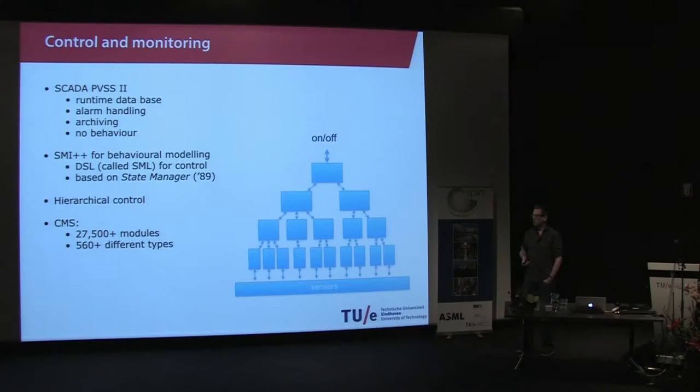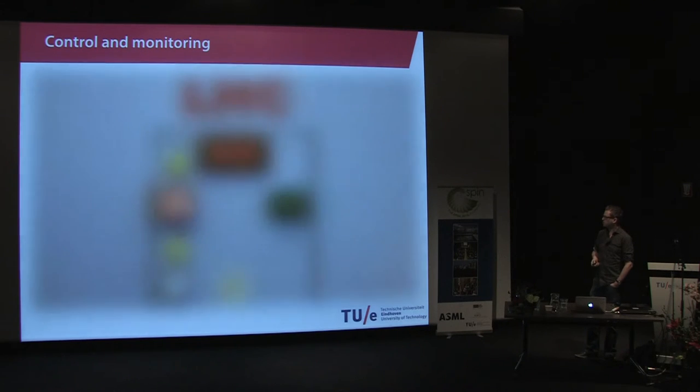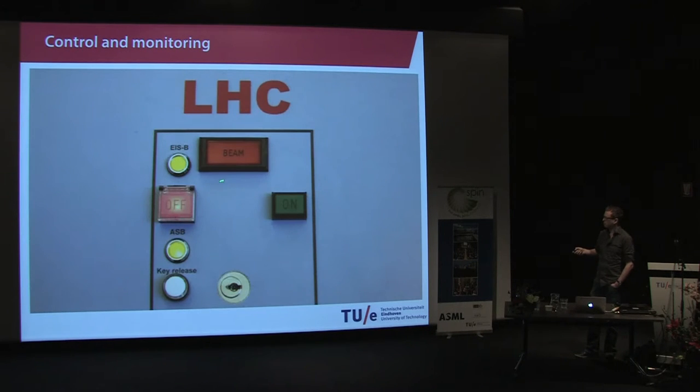Obviously, switching on and switching off such a detector involves switching on and switching off quite a number of subdetectors, but at the top level, essentially what goes on is just a switch on, switch off. Right? And if you look at the CMS experiment, for instance, you'd find in excess of 27,000 modules of this particular type. Each of these is actually of a different type, and there are over 560 different types that you could have in this system. But if you do the abstraction, it's more or less like this, right? There's an off and there's an on button.